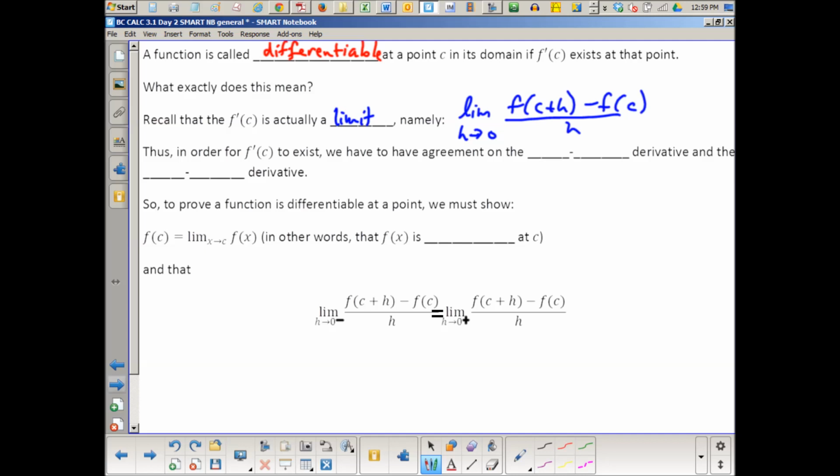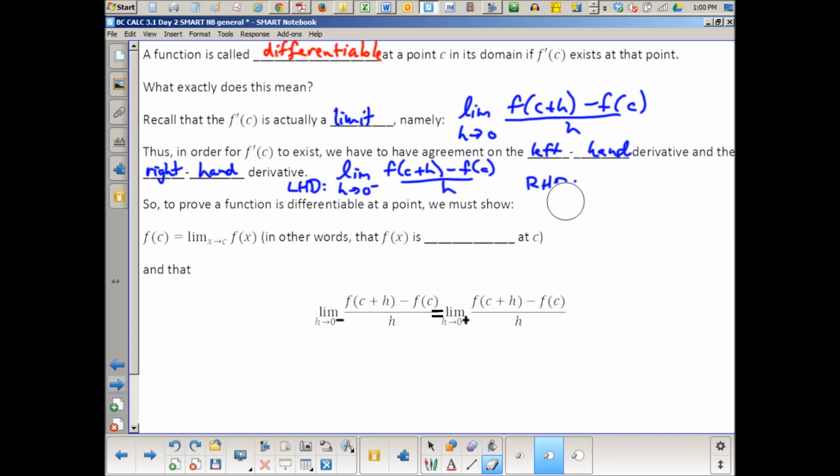So we call these left-hand derivative and right-hand derivative. Okay? They are called the one-sided derivatives, and they are simply the limit as h goes to 0 from the left of f of c plus h minus f of c all over h. That's your left-hand derivative. I'll call it LHD. And then we have right-hand derivative, which is the same thing only with a plus. Limit as h goes to 0 from the plus side.